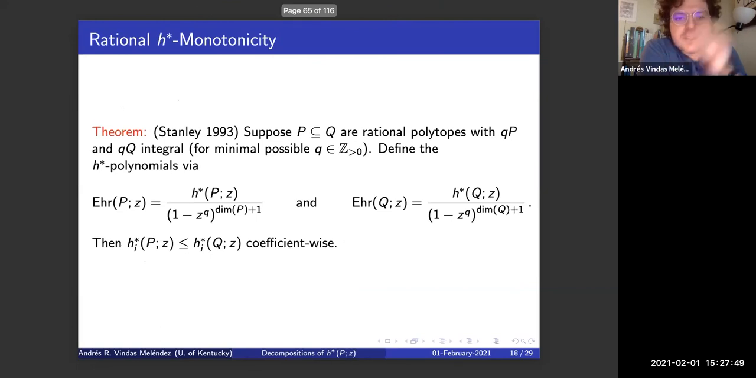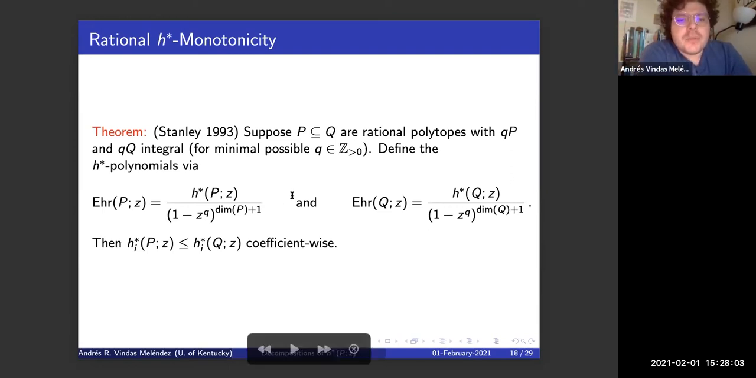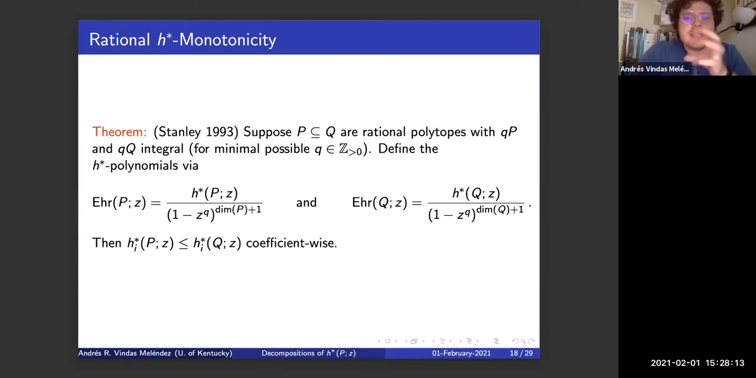So I'll remind you, first of all, what Stanley's result is saying. Again, we're taking a polytope P in a larger polytope Q, such that when I dilate them big enough, I can get them both to be lattice polytopes. And so I'm going to define their H-star polynomials like this, in the way that I presented earlier. And what this result is saying is that when the polytope P is contained in a polytope Q, the coefficients dominate one another. So the coefficients of Q dominate the coefficients of P, okay?